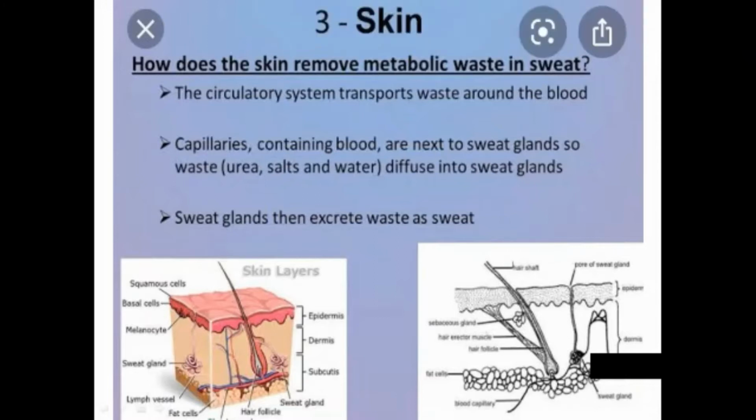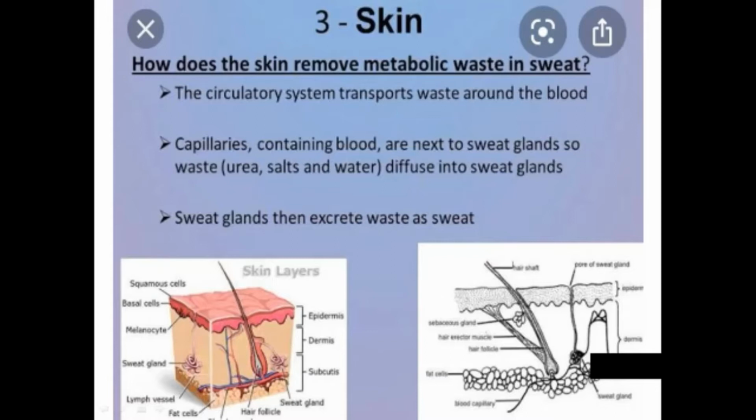The capillaries containing blood are next to sweat glands. Sweat glands are present in the skin, and these capillaries are present near the sweat glands. So through the blood, the waste will reach near the sweat glands. The waste, such as urea, salt, and water, diffuse into the sweat glands. Then the sweat glands excrete the waste as sweat.